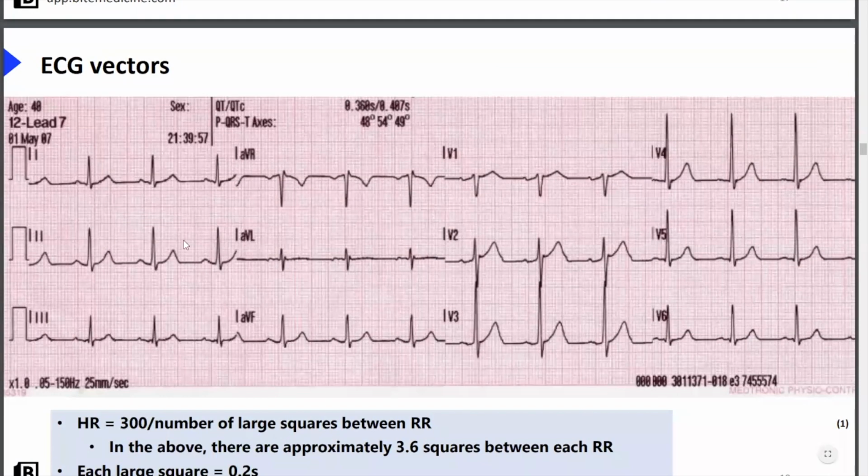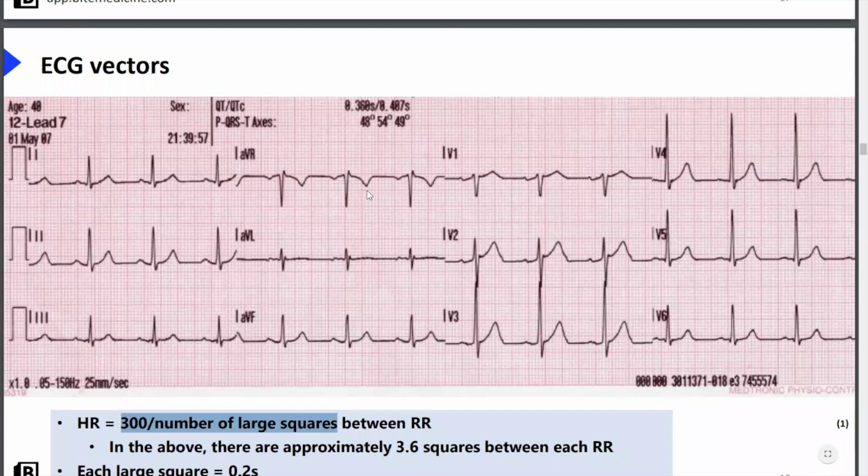So annoyingly, I don't have a pointer here, but if you look, this is the R wave here. Remember, it's the first positive deflection after the P wave. This is another R wave here. If we count the number of boxes between, it's roughly 3.5, or 3.6 if you're really being precise. And if you do the maths, 300 divided by 3.6 is roughly 80 beats per minute.